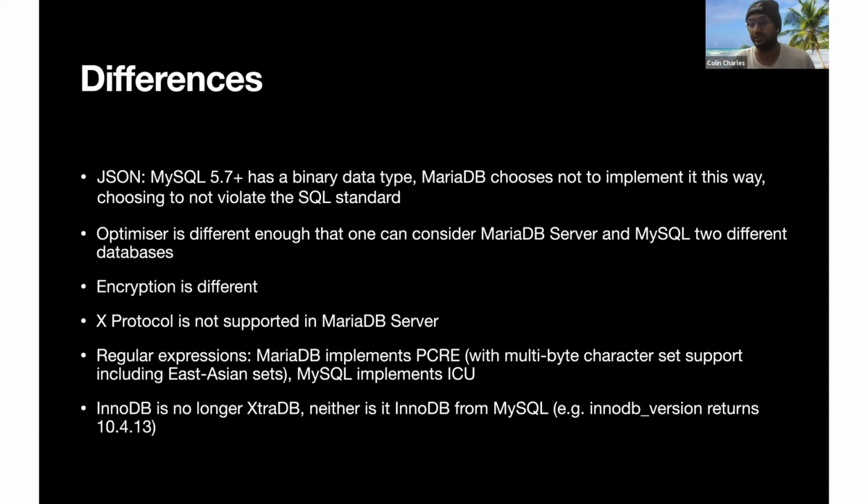For one, JSON in MySQL 5.7 and greater has a binary data type. MariaDB chooses not to implement it this way, so as not to violate the SQL standard, but there is a JSON text alias for compatibility. The optimizer is different enough that one can consider MariaDB Server and MySQL two very different databases. In fact, if you look at MySQL 8, the optimizer has been refactored quite tremendously. So that's worth considering. Encryption is also different.